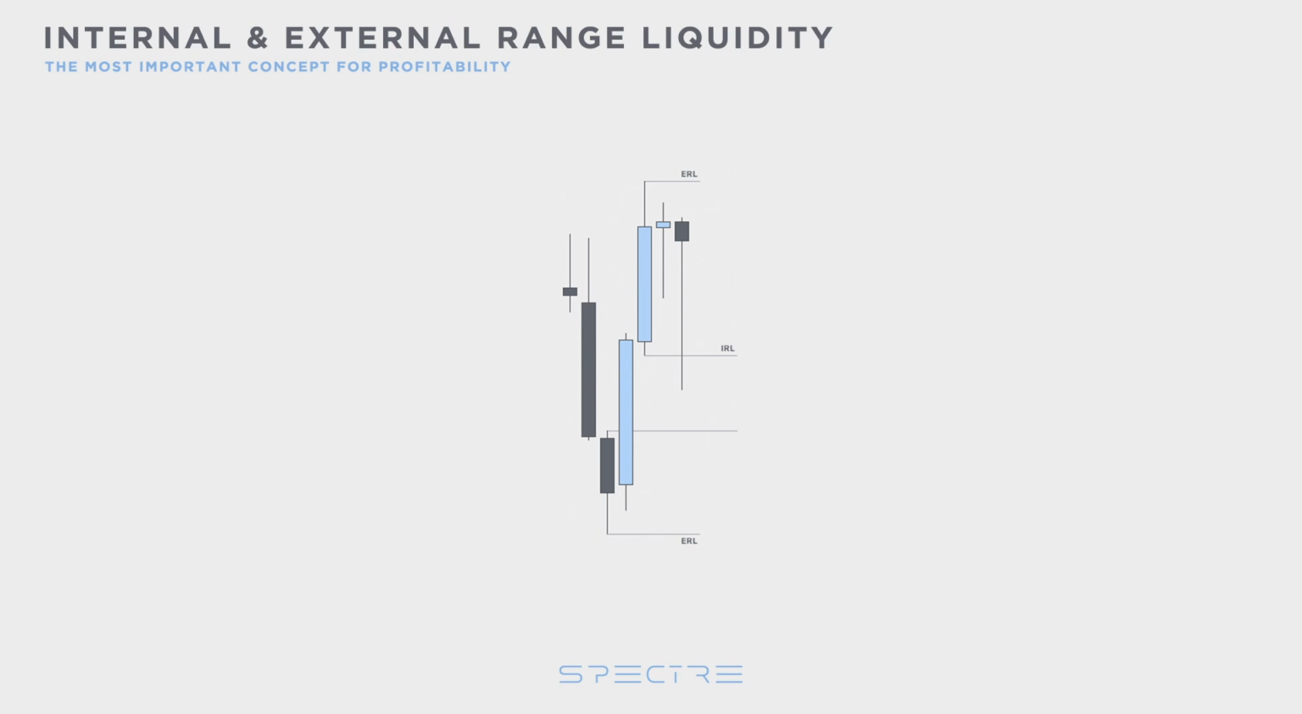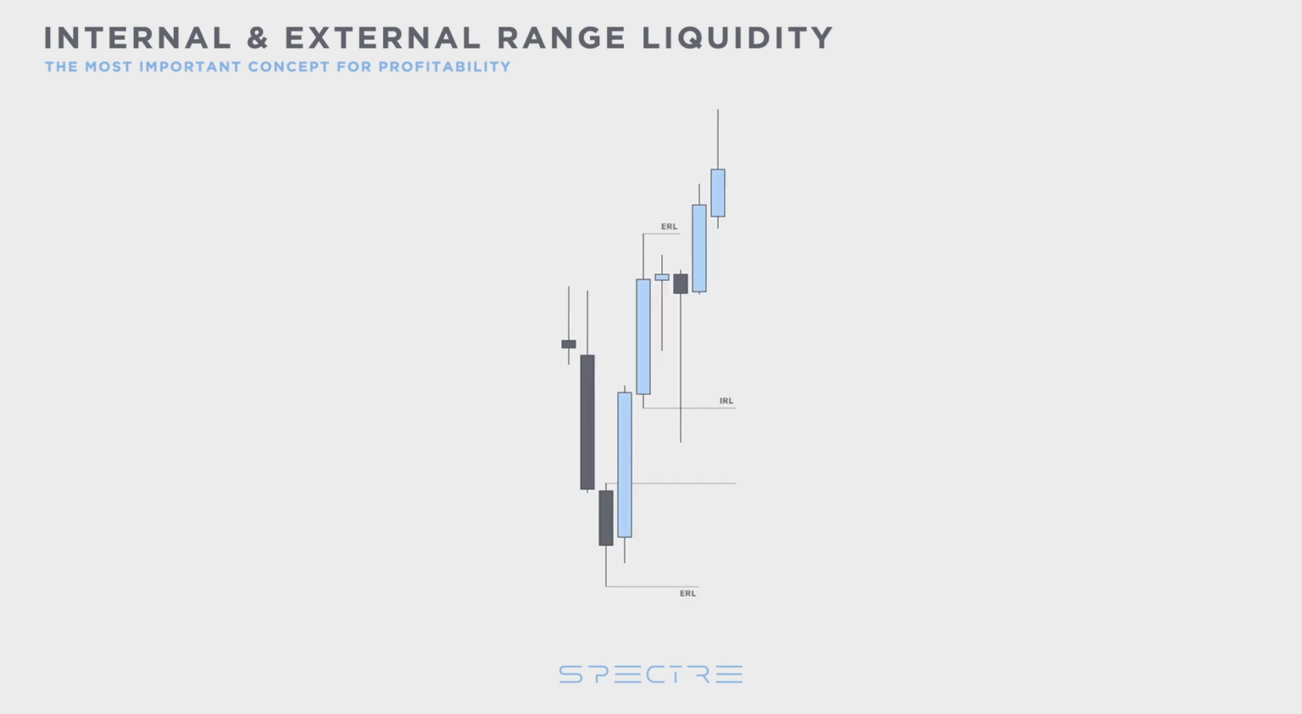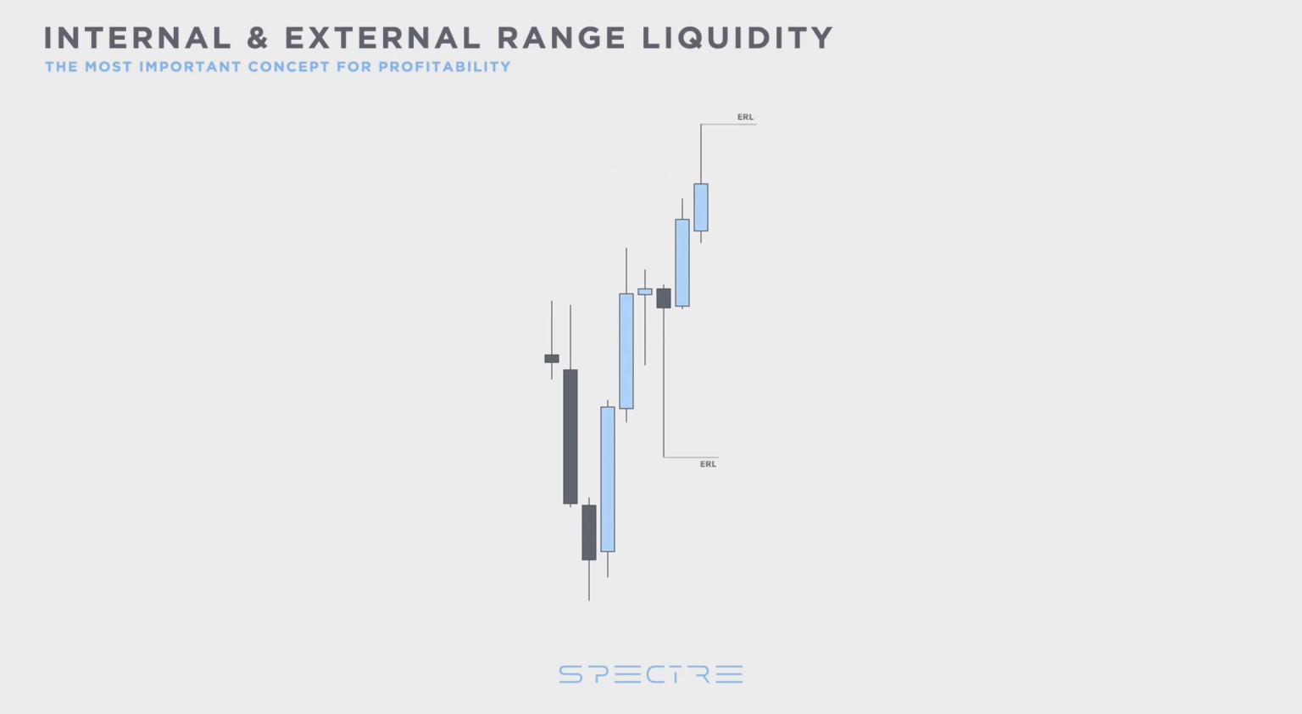Where can we expect price to go next after seeking internal range liquidity? External range liquidity. Simple. It's a lot of back and forth and an extremely simple concept to understand. When price takes out external, it goes for internal, then external, then internal. After price takes out this external range liquidity, a new range is created now.